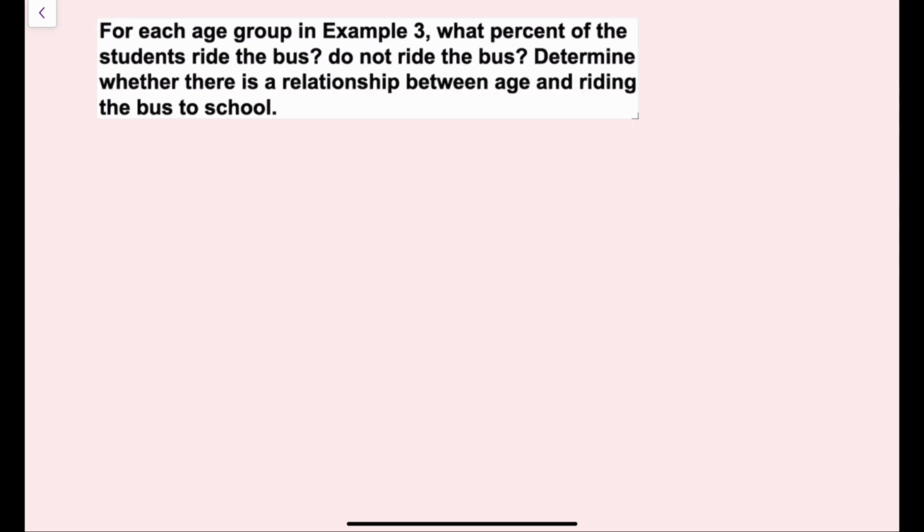All right, so now we're going to do example 4. For each age group in example 3, what percent of the students ride the bus, do not ride the bus? Determine whether there is a relationship between age and riding the bus to school. So I'm going to bring down my two-way table into this example from the previous one.